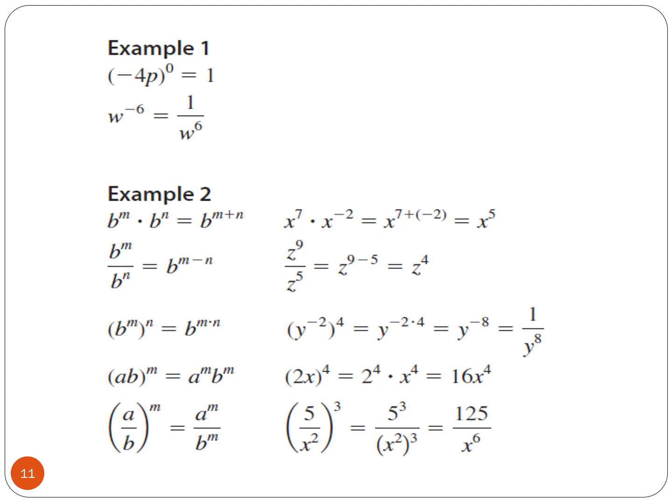Next rule, the power of a product, ab raised to the power m is a to the m times b to the m. Here is an example. 2x raised to the power 4. 2x is just 2 times x.